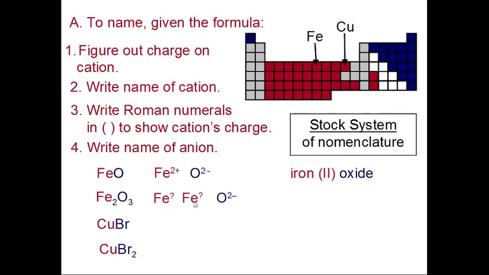That 2 crisscrossed down and gave me 2 irons, yep. How many iron? What's the charge on iron? There's the 3. Crisscross it back up. Iron 3 oxide.